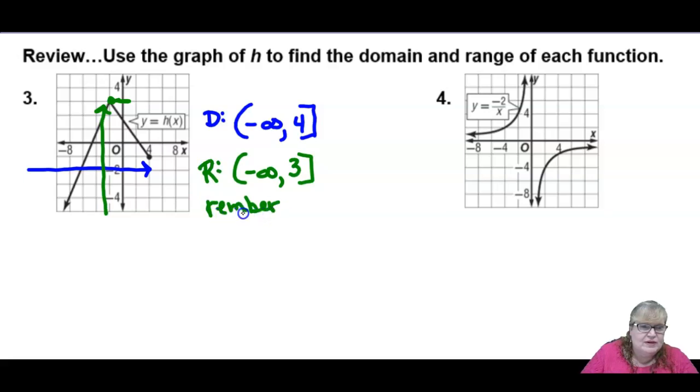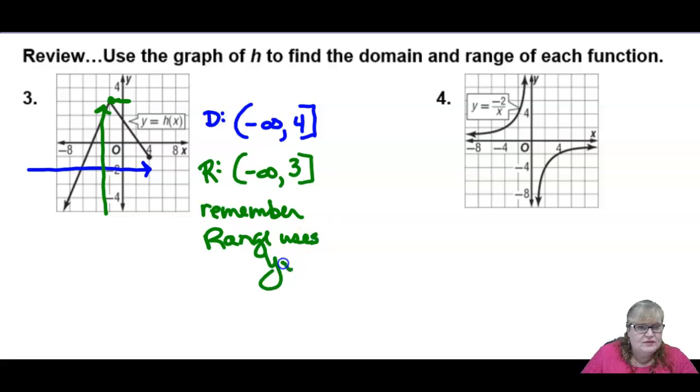I did not spell that right. Remember, range uses y values. Gone over that repeatedly, but it's still something students struggle with.